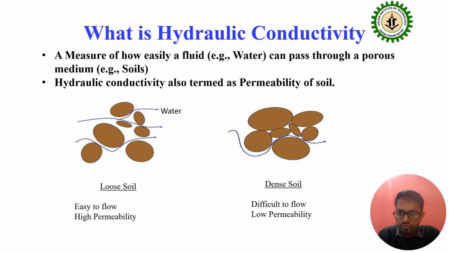So don't be confused. Now you can see here there are two figures. Left one is a loose soil, right one is a dense soil. In case of loose soil, you can see the voids are more and voids are interconnected. So through loose soil water can flow easily and permeability will be high. But in case of dense soil, as voids are less and voids are not interconnected, water cannot flow easily and permeability will be less.